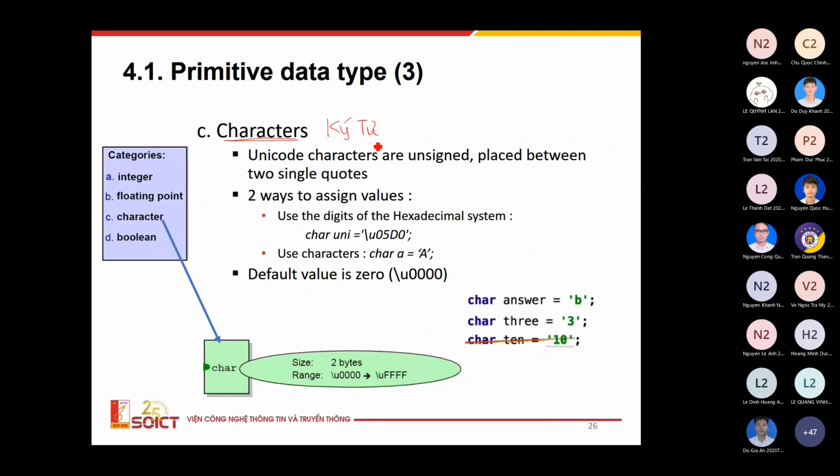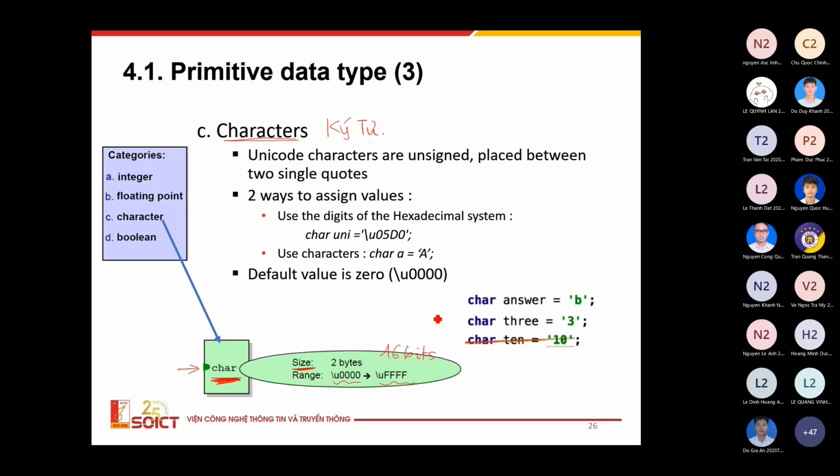Ký tự. What is the character? It's different from a sequence of characters. It's just letter by letter, for example. In Java, they use only one kind to represent the character, which is called char. The size of this kind of box is 2 bytes. They use 16 bits to represent the character, and the range is like this in the hexa representation.